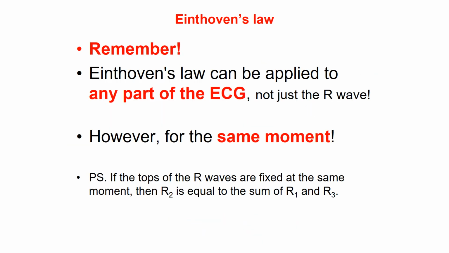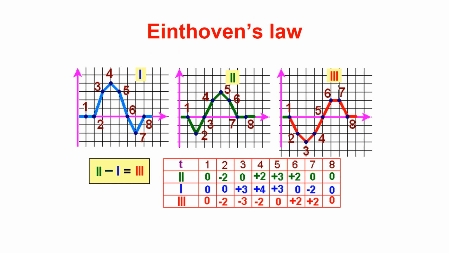Remember, Einthoven's law can be applied to any part of the ECG, not just the R wave. However, for the same moment. P.S. If the tops of the R waves are fixed at the same moment, then R2 is equal to the sum of R1 and R3. If we know what the ECG looks like in two leads, we can easily calculate what the ECG looks like in the third lead using Einthoven's law.